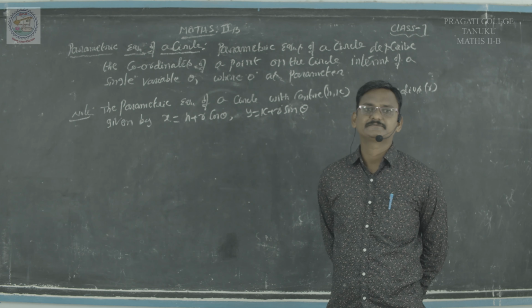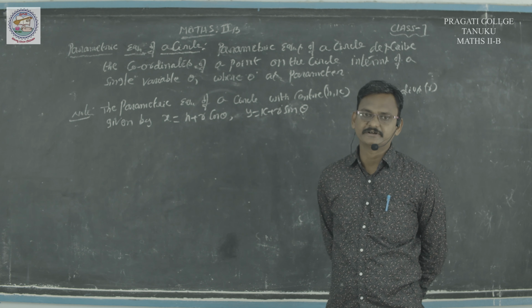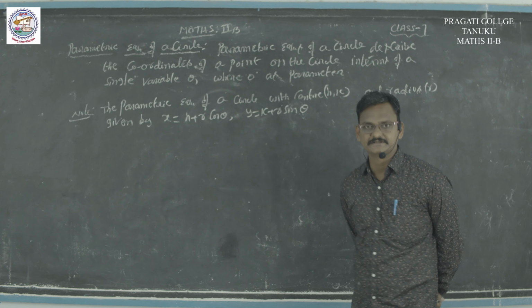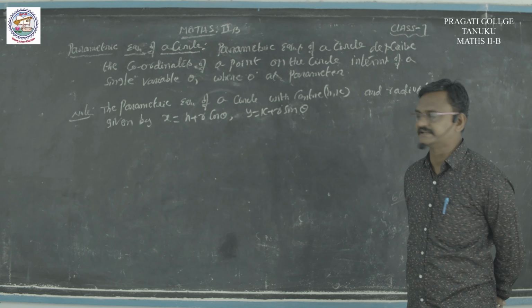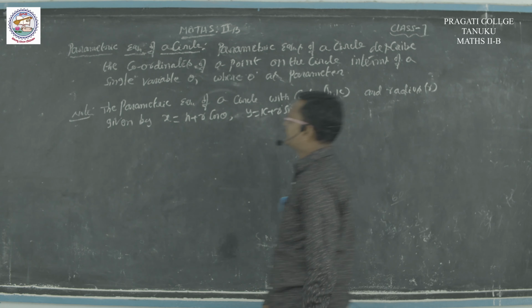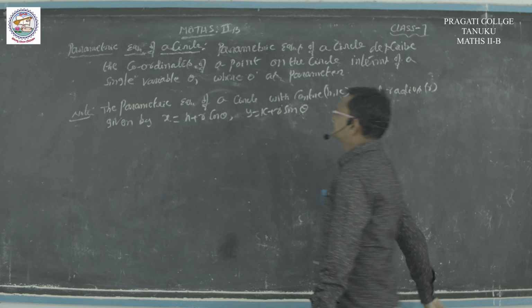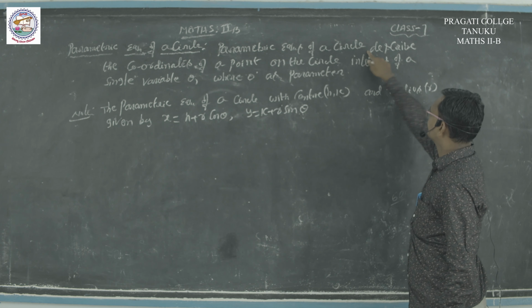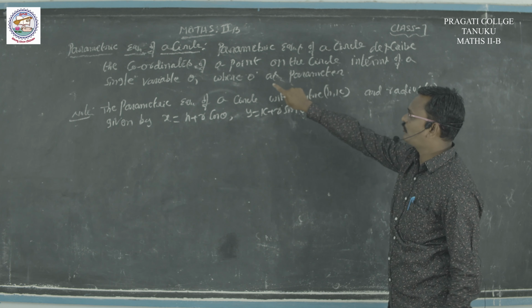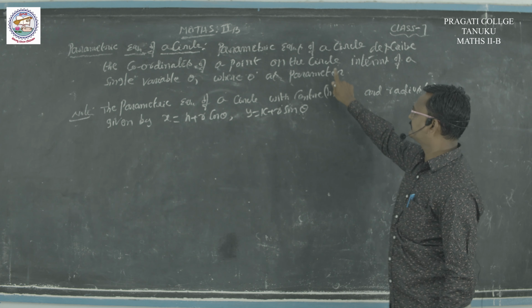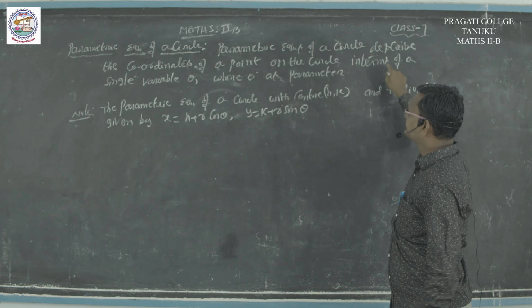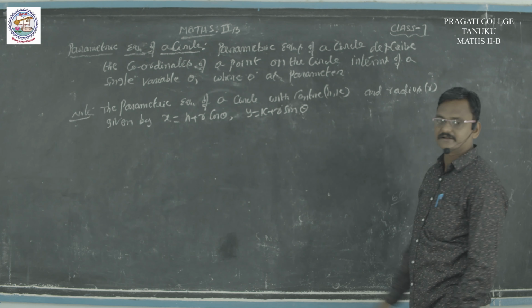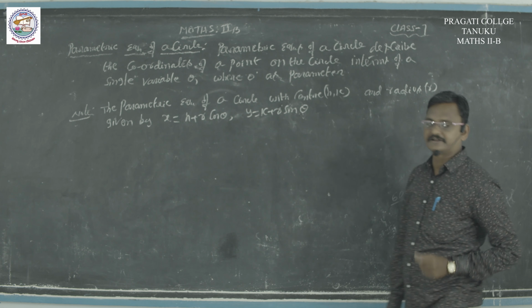Good morning, students. In the circles chapter, now the last concept is parametric equation of a circle. So, parametric equation of a circle means, just verify the statement. The parametric equation of a circle describes the coordinates of a point on the circle in terms of a single variable theta, where theta is a parameter.